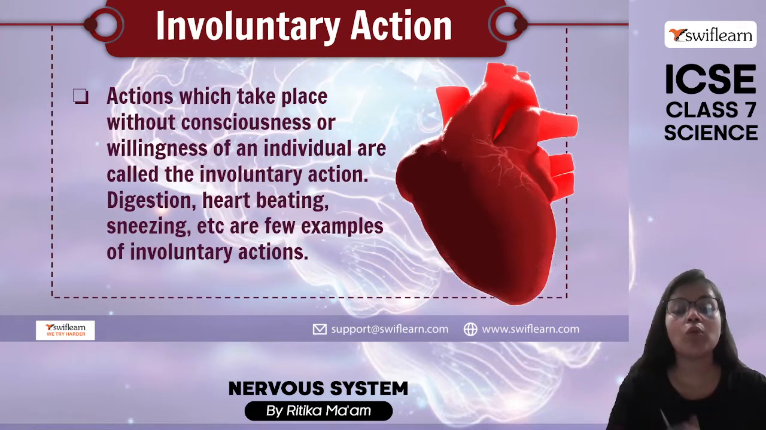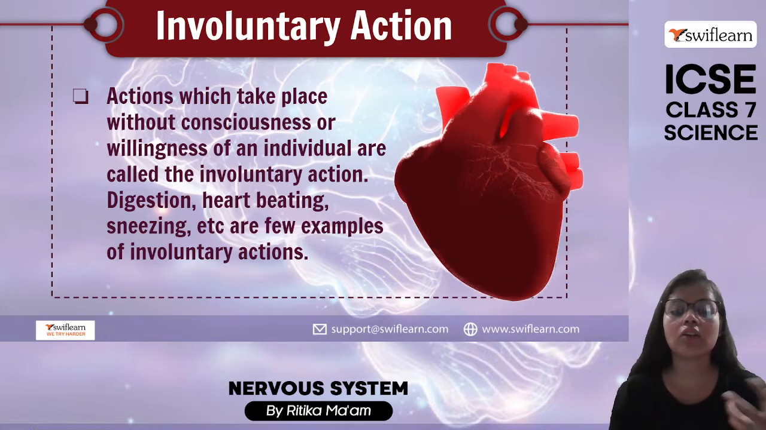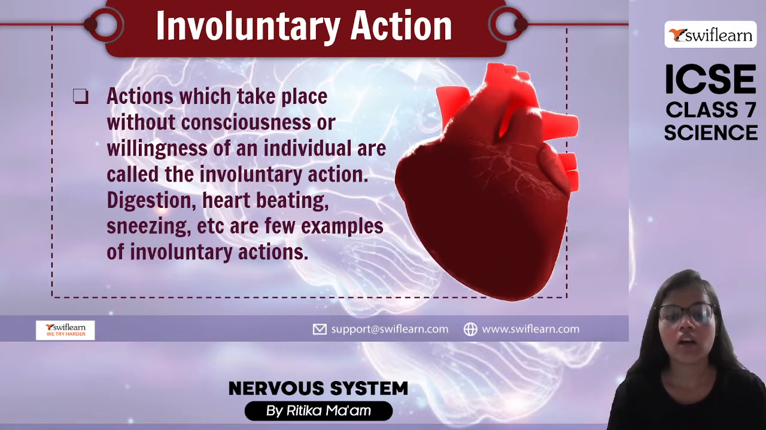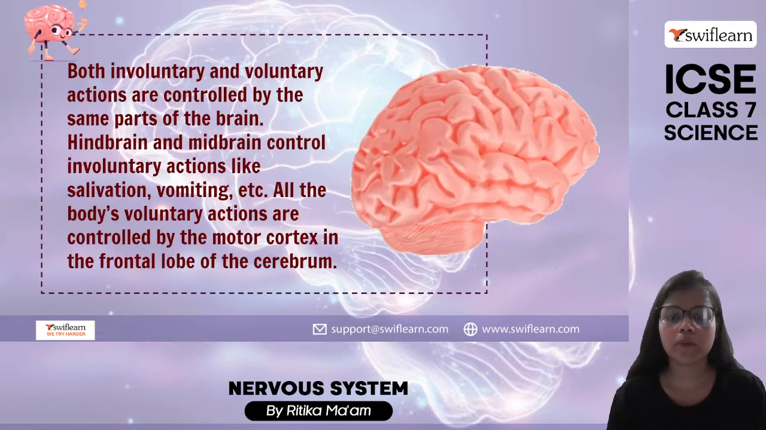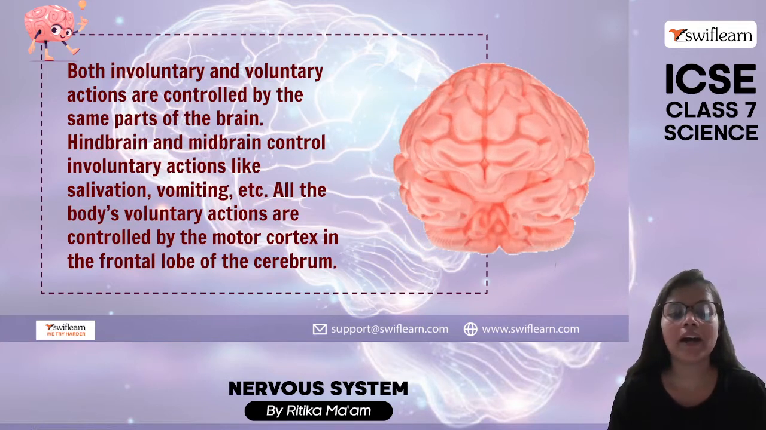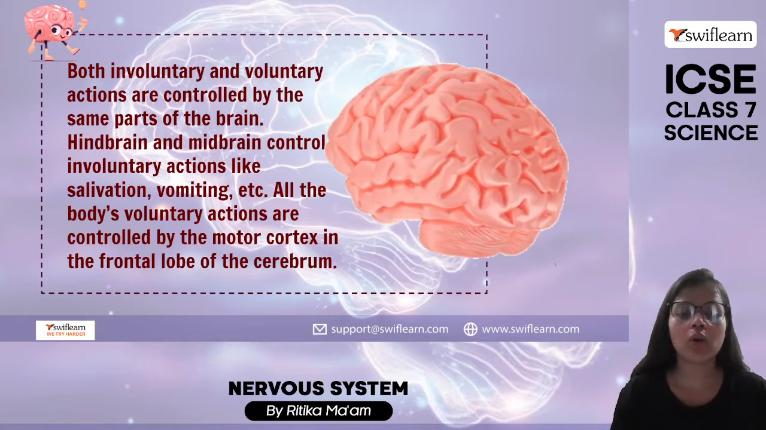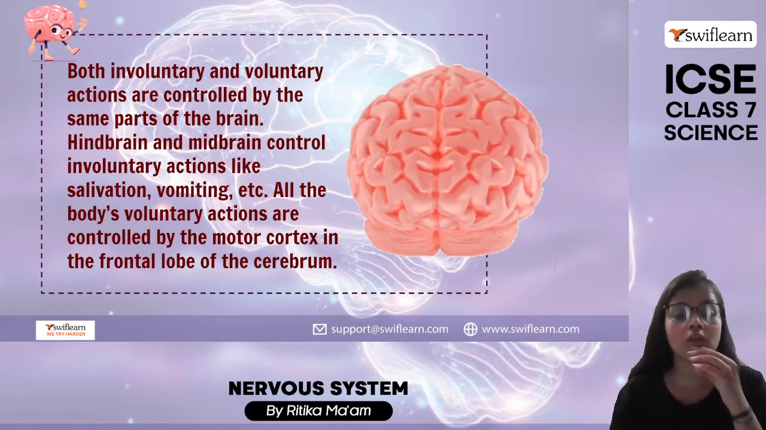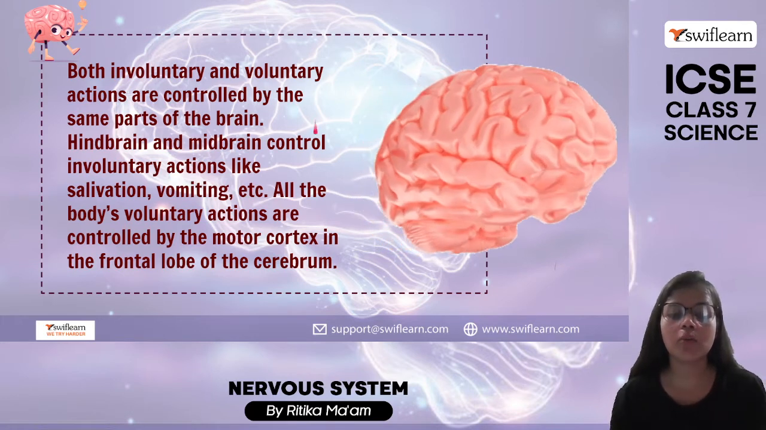Then we have involuntary action. So these actions are those which take place without our consciousness or willingness. Okay, for example, digestion of food, heartbeat, sneeze, etc. So these are not under our control. So all these actions, voluntary and involuntary, are controlled by the same parts of the brain. Hindbrain and midbrain control involuntary actions, and the body's voluntary actions are controlled by the motor cortex and frontal lobe of our cerebrum.